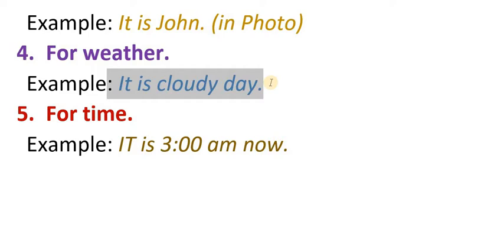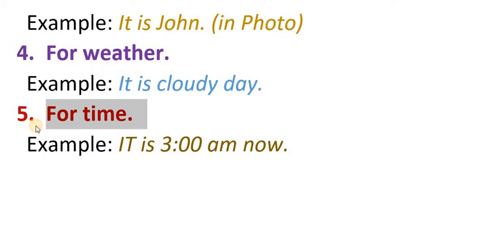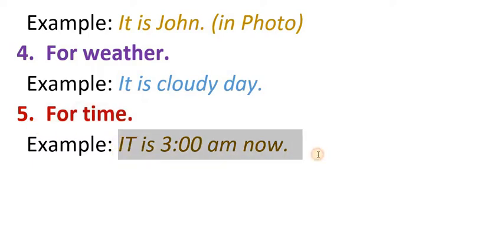And the last and important usage is for time. If I want to talk about time, I'm going to use the subject it. So it is 3 a.m. now. Or let me check the time now. It is 6 p.m. now. Or any other time. So that was about the 5 usages of it.